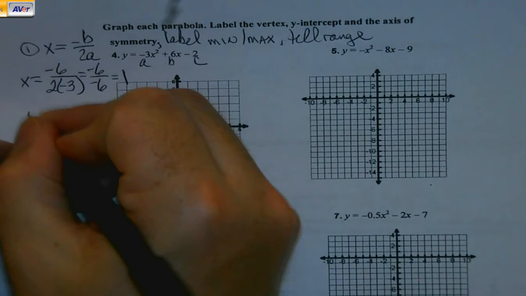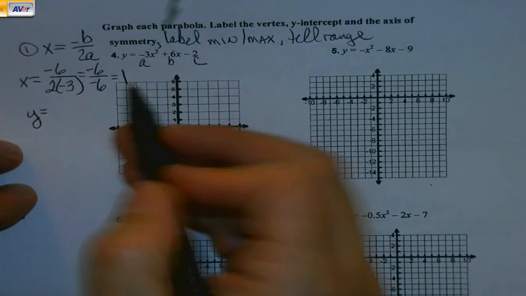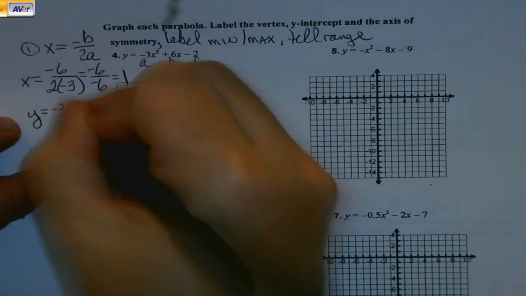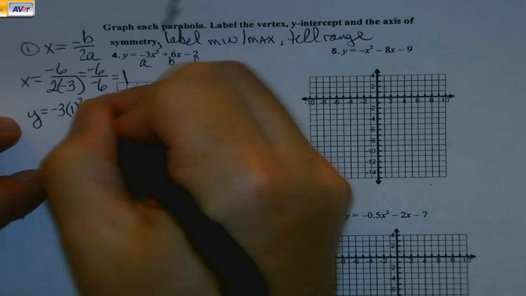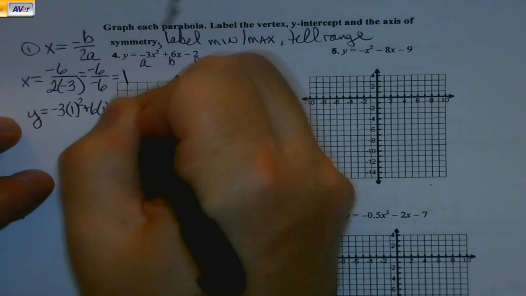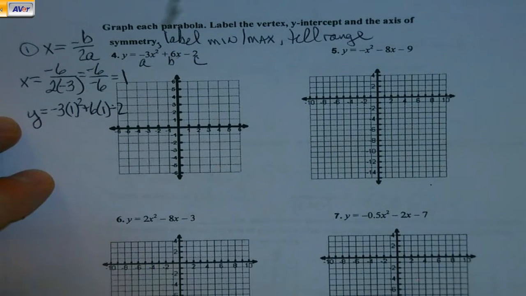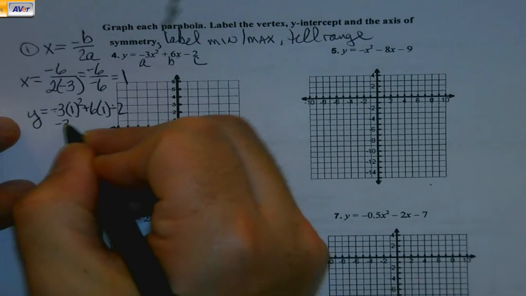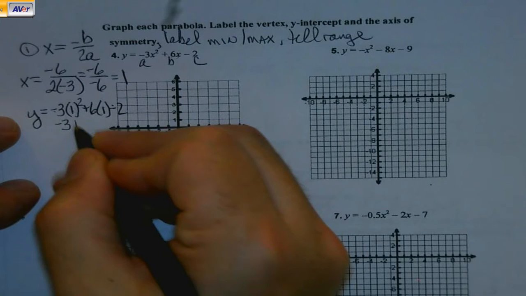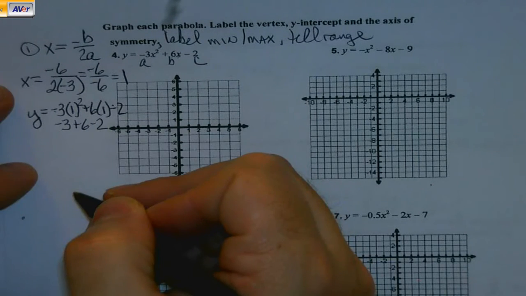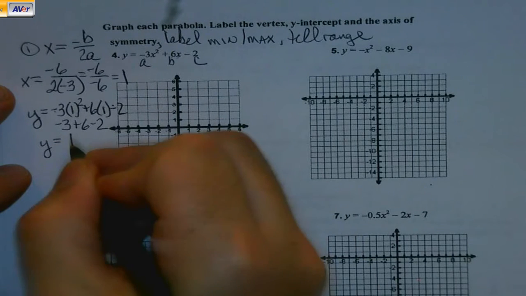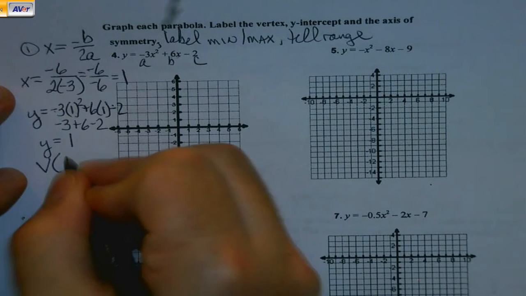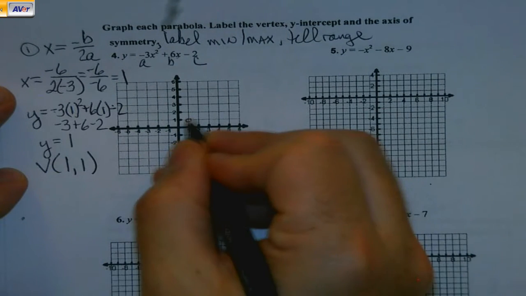But again, I still need to know what y is. So to get y, remember, I'm just plugging that 1 in for the x's here. So whether I do that in the calculator, or whether I just kind of do it by hand, especially with 1, I think I can probably handle it. So 1 squared would be 1 times -3 would be -3. 6 times 1 is 6. Minus 2. And I get that all put together, and I get 1. So my vertex is at 1, 1.